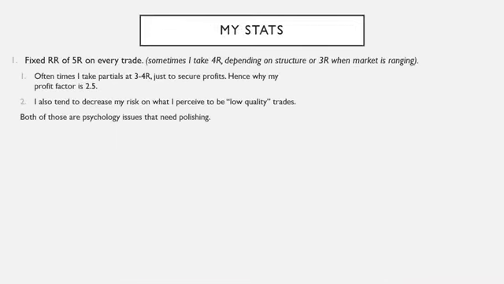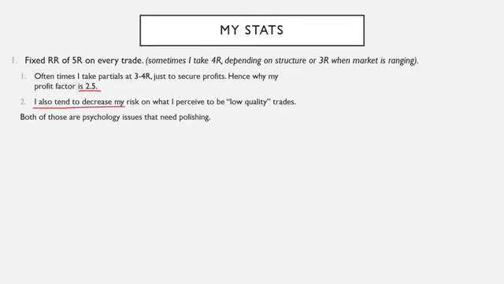My stats, like I want to show you my stats, for example. Again, as I said, I take a fixed risk to reward of 5R. Sometimes I'm going to take 4R depending on structure, and even 3R when the market is really ranging and choppy. What I do oftentimes is I take partials. This is a little bit emotional as well, just to secure profit sometimes. And my profit factor is therefore 2.5.